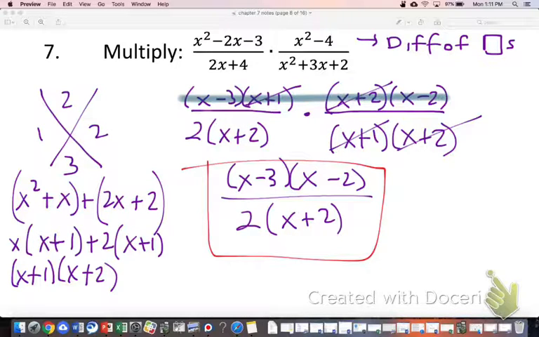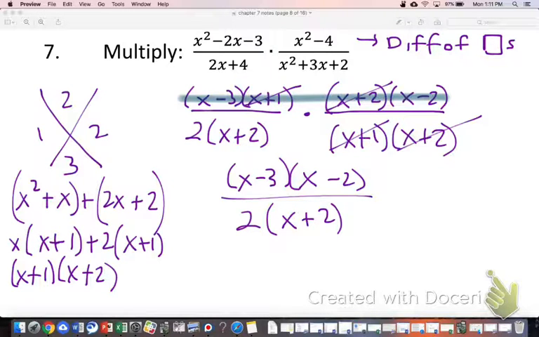Victoria. So when you say simplify, are you talking about maybe like FOIL? Yeah. You certainly could, and I would never mark you off for that, but you don't have to.